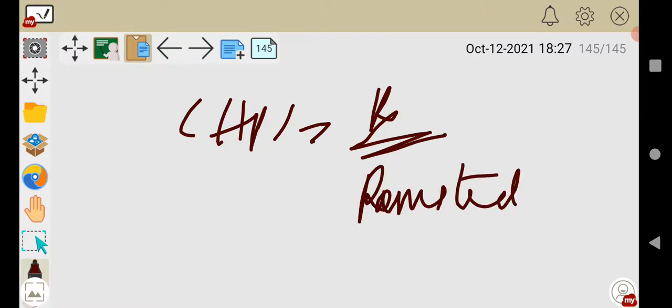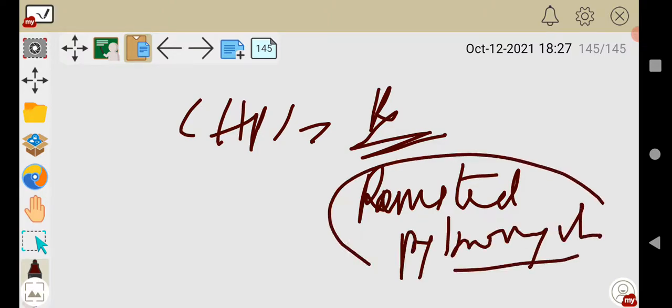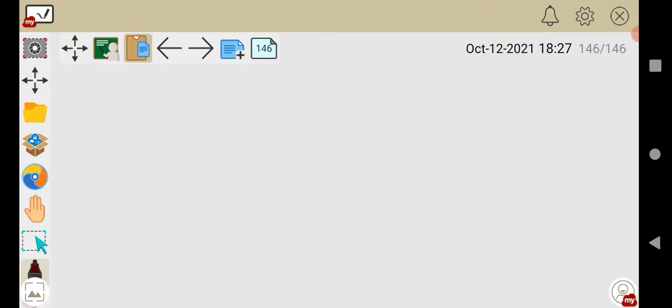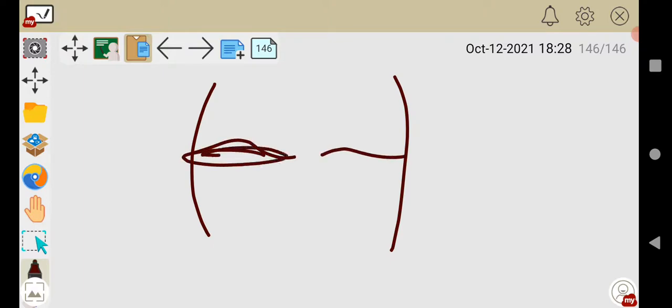Ramstedt's pyloromyotomy. Okay, so next. Yes, double bubble seen in duodenal atresia, also seen in annular pancreas. Okay, just remember it. Now there is something known as, this is a diaphragm.